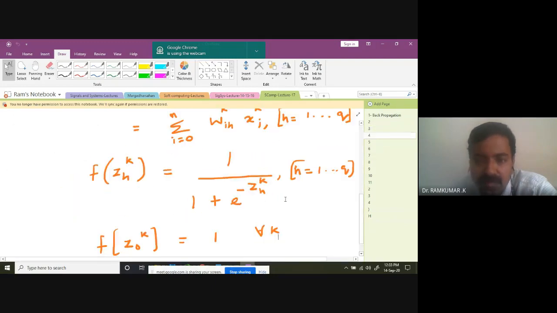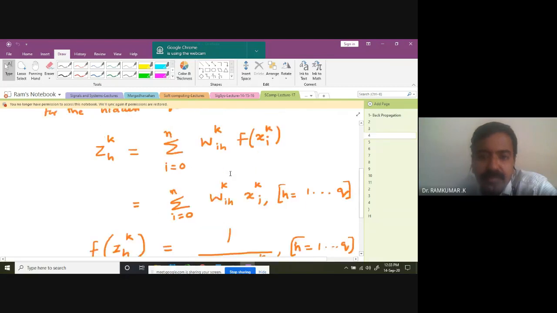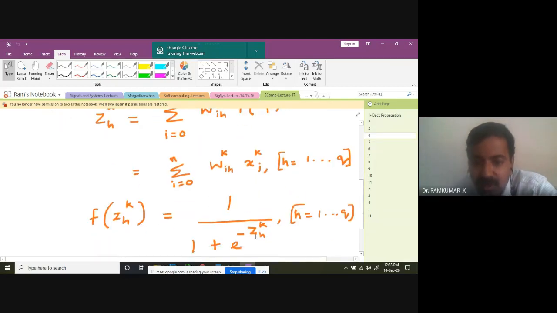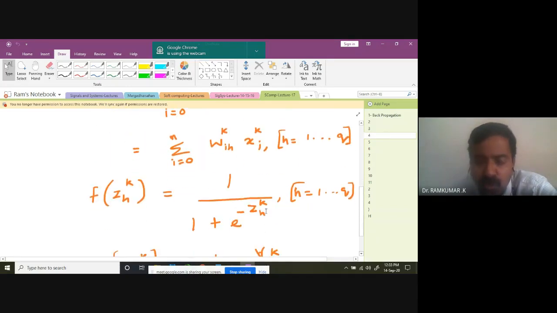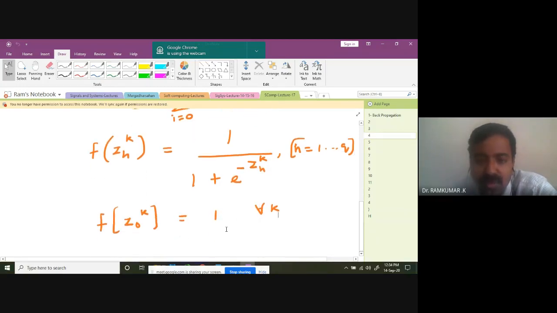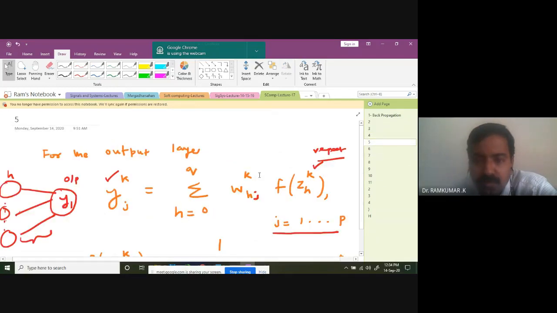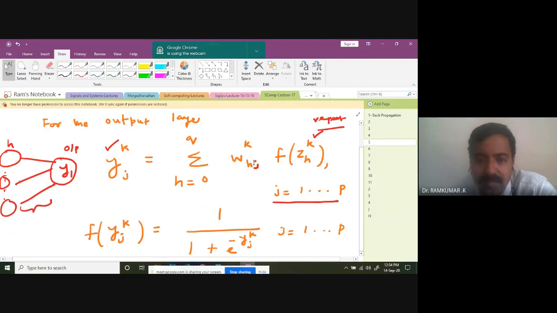You understand? So Z_hk. You remove the I here, because you're talking about only one neuron in the hidden layer. So Z_hk, with h from 1 to K. Now, in the same manner, j from 1 to P, we are going to do it for the output layer also. F of Z_hk times W_hj. Now we pass that output y_jk through the sigmoidal function. For j from 1 to p, you have to compute y_jk fully.